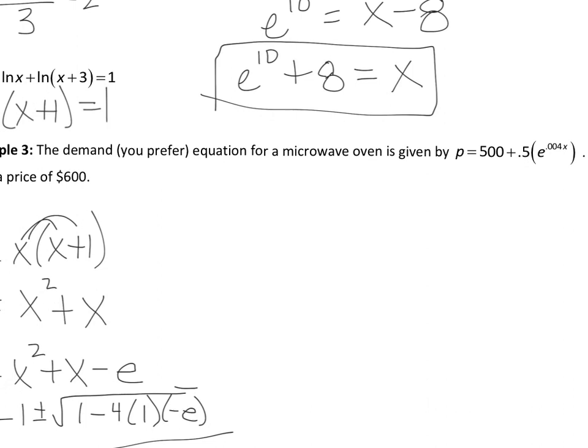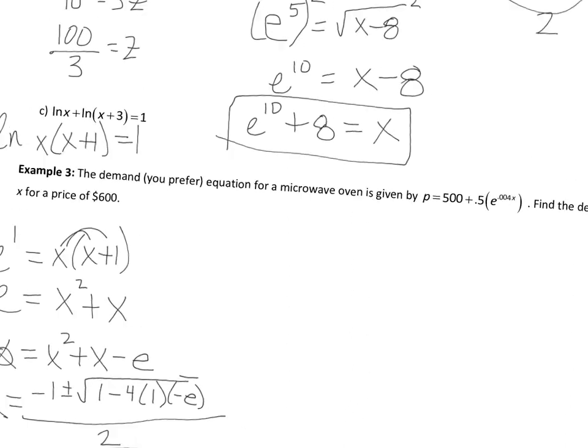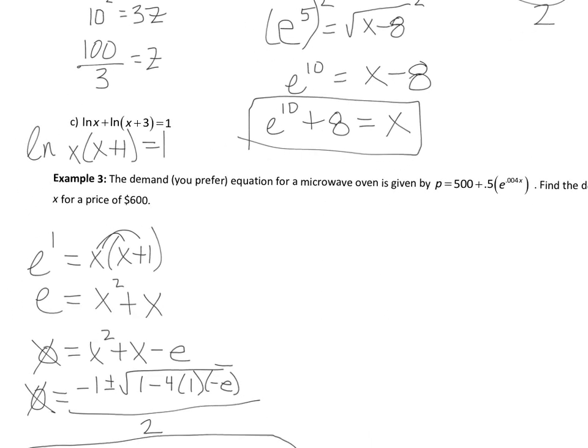Okay, so the demand you prefer, sorry, bad REB joke. The demand equation for a microwave oven is given by that equation. Find the demand for a price of $600.